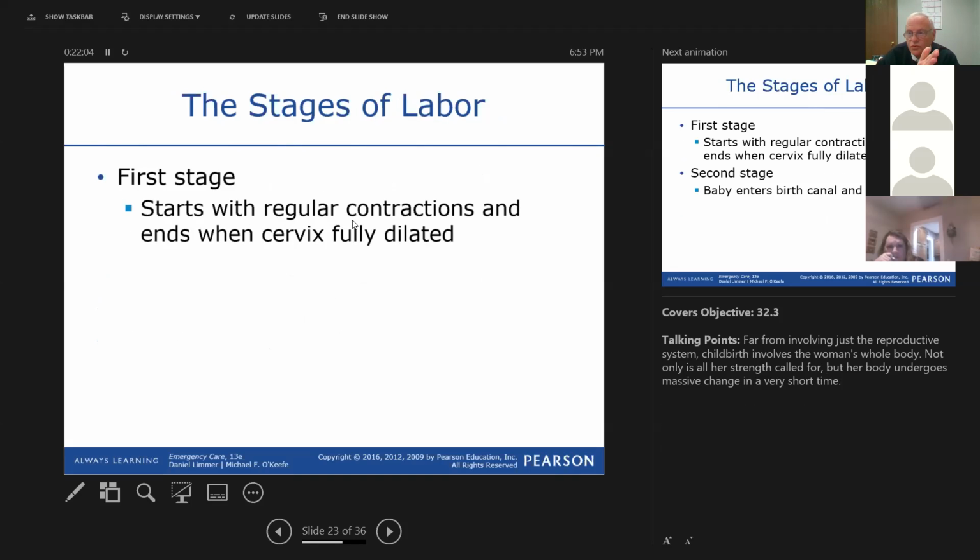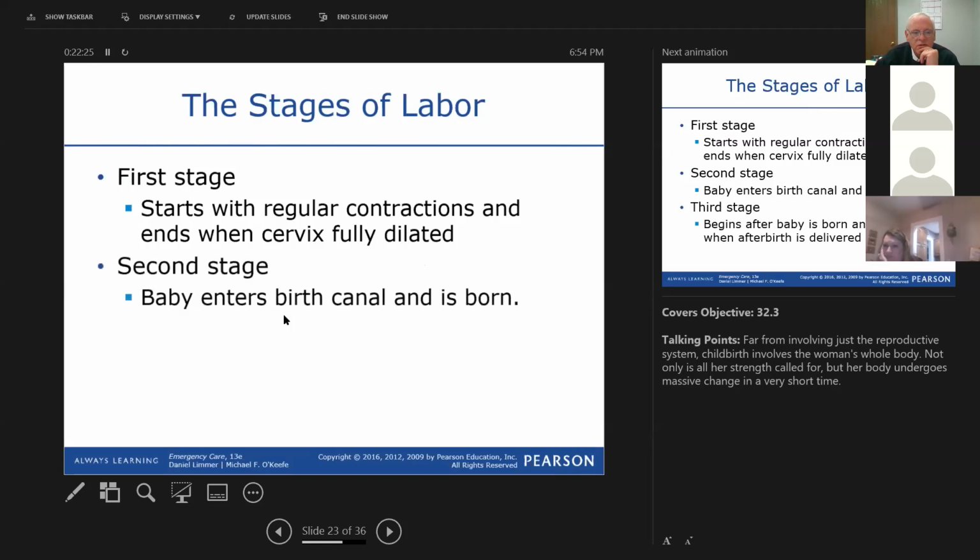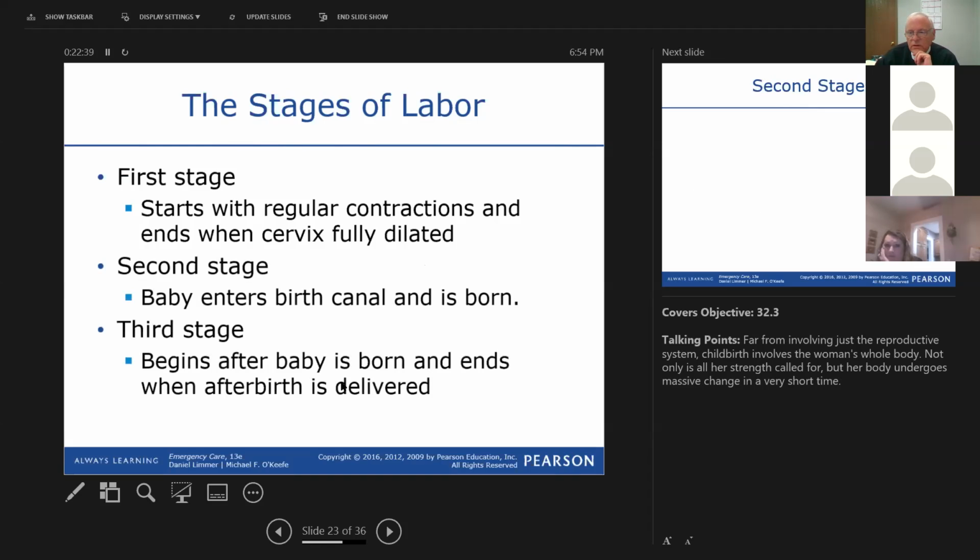You need to know the stages of labor. First stage starts with true contractions, not the false labor, Braxton Hicks. And it ends when the cervix is fully dilated. The cervix is fully dilated when it's 10 centimeters in diameter, or roughly a little more, about 4 inches, okay? Once that happens, that's the end of the first stage. Second stage, now the baby's entering the vagina, the birth canal. And then once the baby's out, that ends the second stage. So the baby's born during second stage of labor. Third stage begins once the baby's out and ends once the placenta or afterbirth has been expelled. So you need to know the stages, okay?